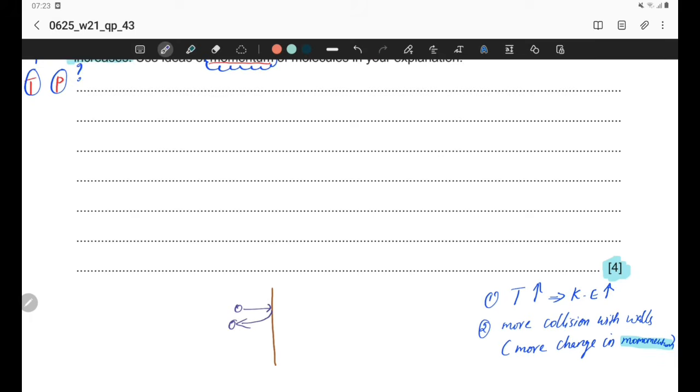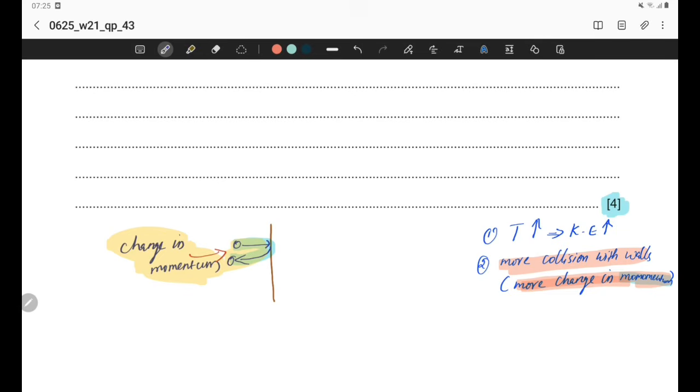So every time a molecule hits the wall and returns, its momentum changes. There is a change in momentum. That's why in the second point we are writing more collisions with the wall, so definitely more change in momentum, as we have seen here. At each collision there is a change in momentum, as there is a change in direction. And we know that when the temperature keeps increasing, definitely more collisions will be there, or more change in momentum will be there. And the next point is very important.